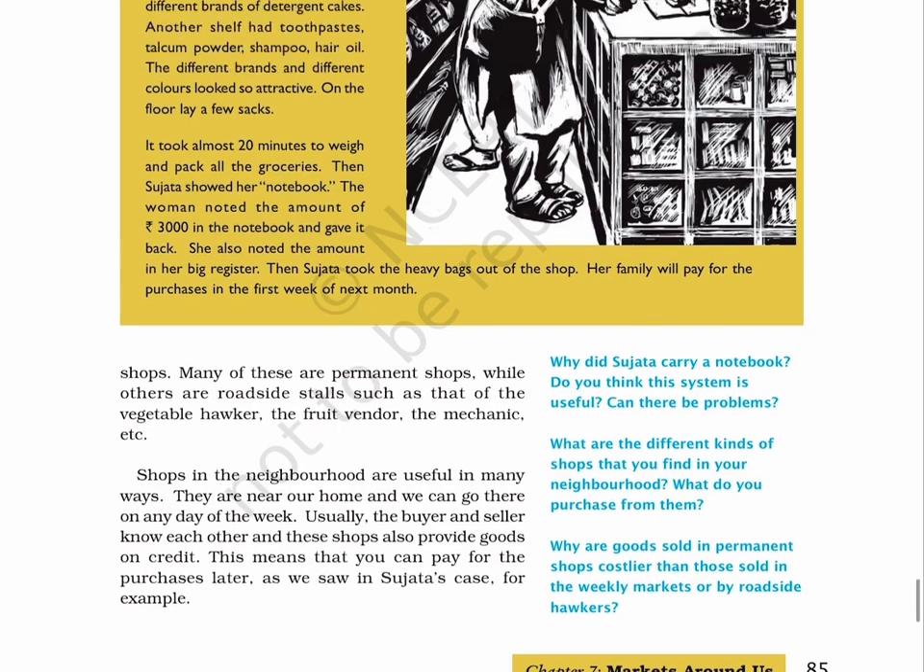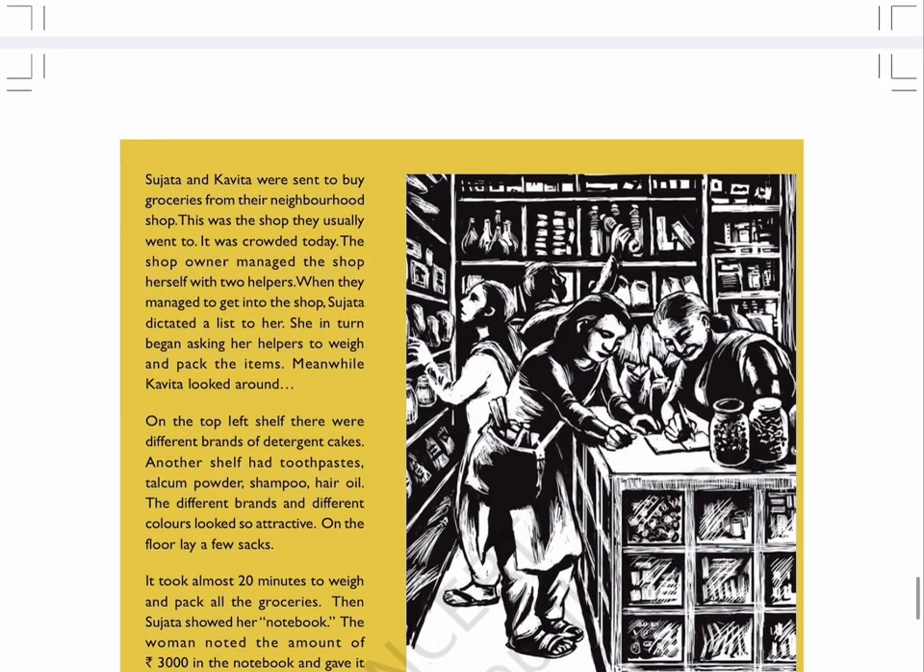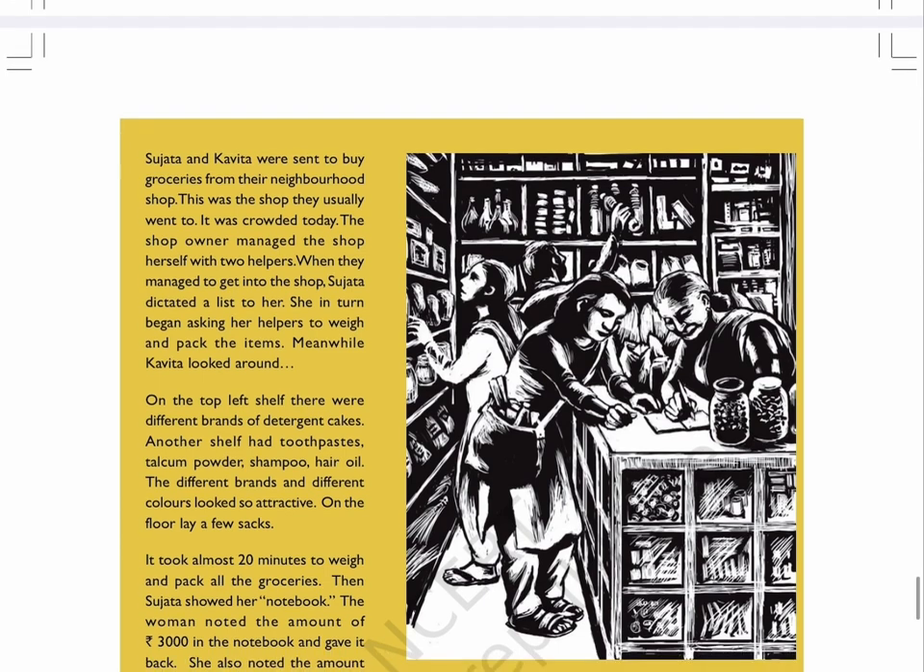Here on page number 85, there is a colored box given. In this colored box, there is a diagram given. Here in this diagram, an old lady is there at the counter and 2 girls are buying products. This is the diagram of a grocery store.